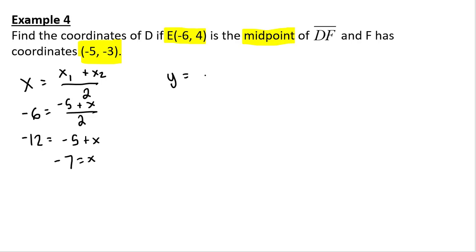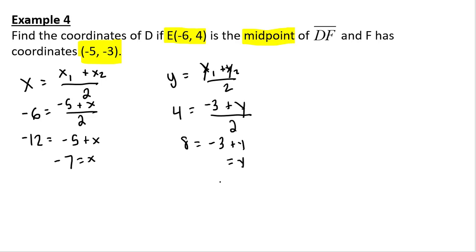Now to get the y coordinate, again, you take y1 plus y2 over 2. This y is the midpoint. E is the midpoint. We know one of the coordinates is negative 3. We don't know the other one, so I'm going to name it y. I'm sorry, up here these should be y's. Divide by 2. So I multiply everything by 2 to get 8 equals negative 3 plus y. Add the 3 over, and I get 11. So the other endpoint is negative 7, 11.